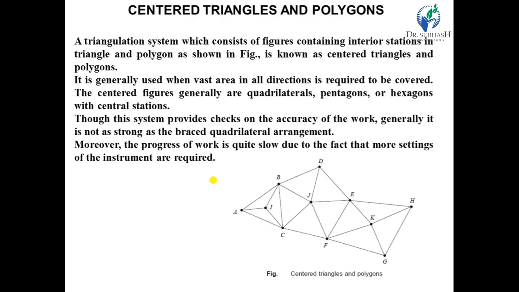Now the next one is the center triangle and polygons. Generally, a triangular system which consists of figures containing interior stations, triangles and polygons, as shown in the figure, is known as center triangle and polygons. Generally, it is useful where a vast area in all directions is required to be covered.